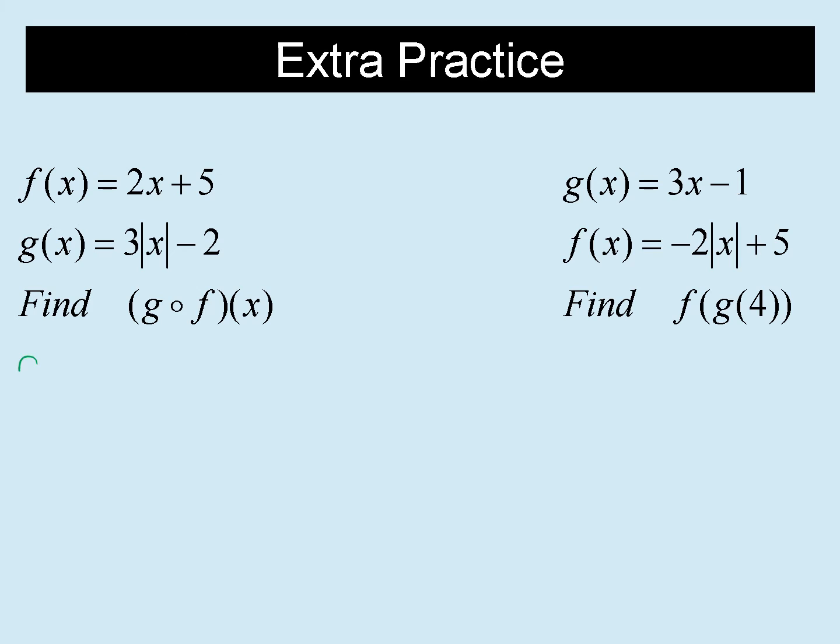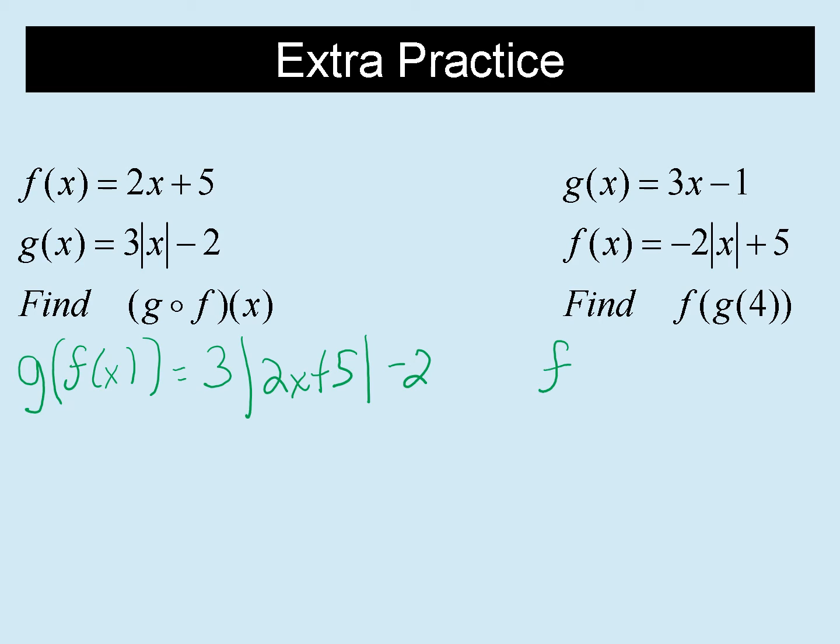Okay, let's see how you did. I had that g of f of x is equal to 3 times the absolute value of 2x plus 5 minus 2. And then over here, I found out that f of g of 4 is equal to negative 17.